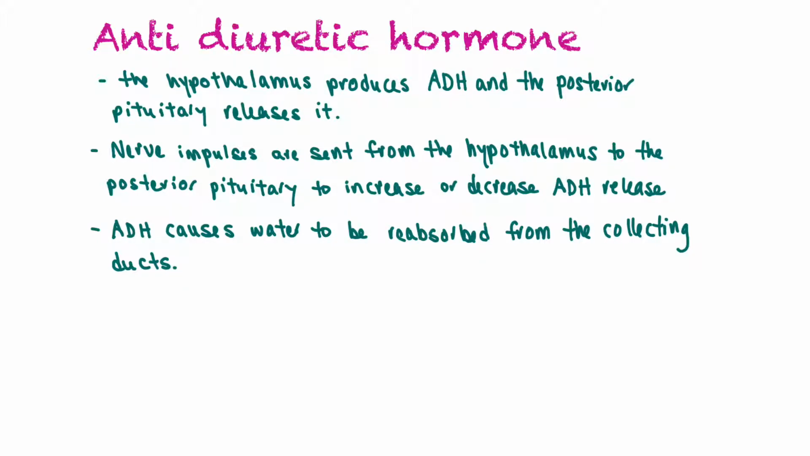Now, our hypothalamus does produce a hormone called antidiuretic hormone, and it's more commonly known as ADH or vasopressin, and then the posterior pituitary will release it when it is required. So nerve impulses are sent from the hypothalamus to the posterior pituitary to either increase or decrease ADH release. And ADH causes water to be reabsorbed from the collecting ducts when water needs to be conserved.